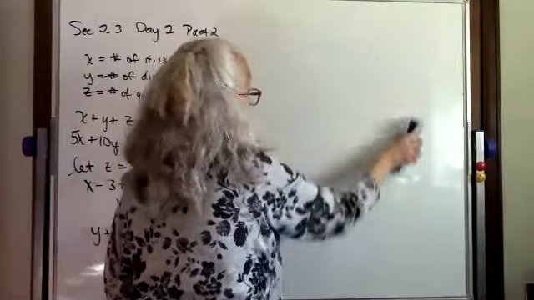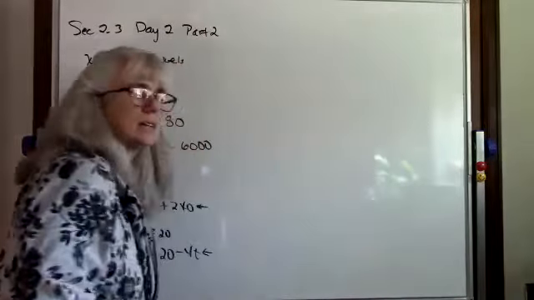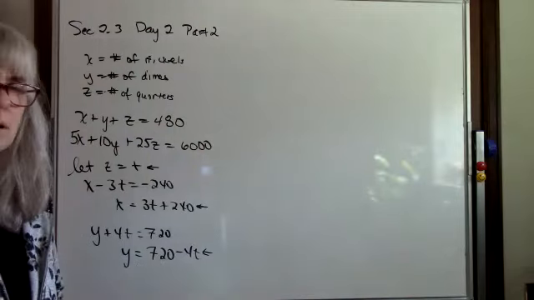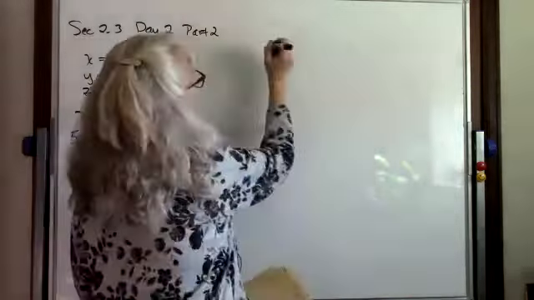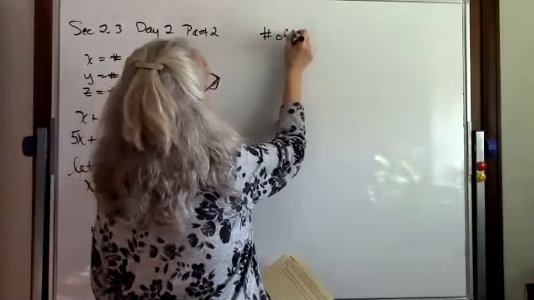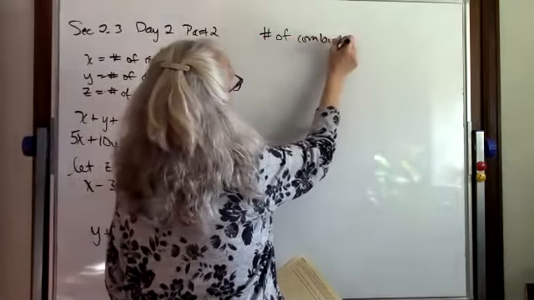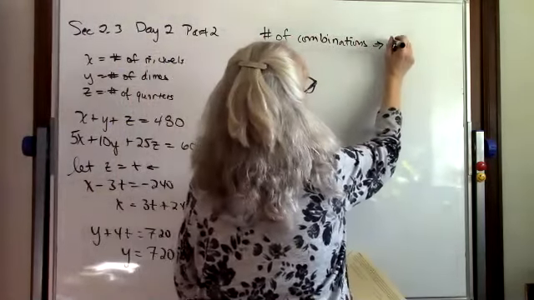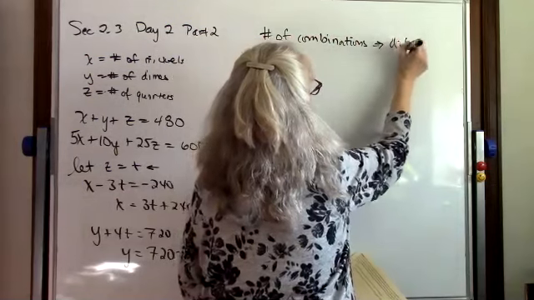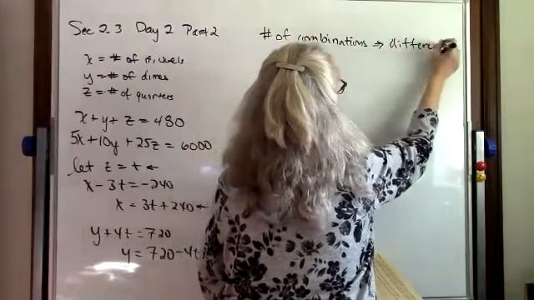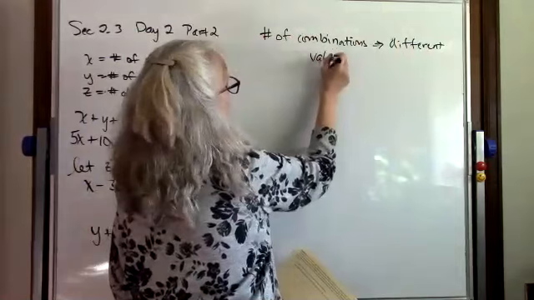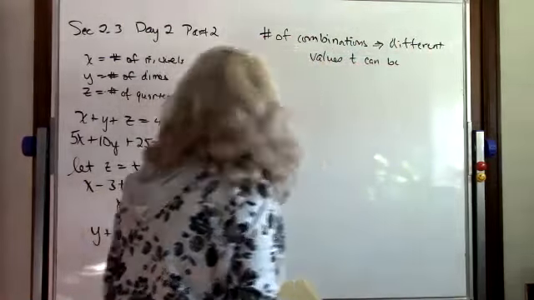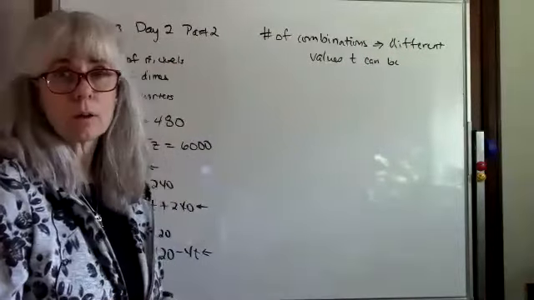What they're asking us is how many different values can T take on? Can I randomly just pick a value for T, or is there a range of values for T? So the number of combinations is basically the different values T can be? Well, we know we can't have a negative count on the number of coins.